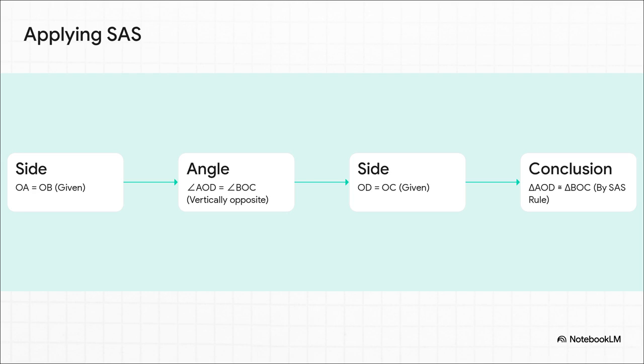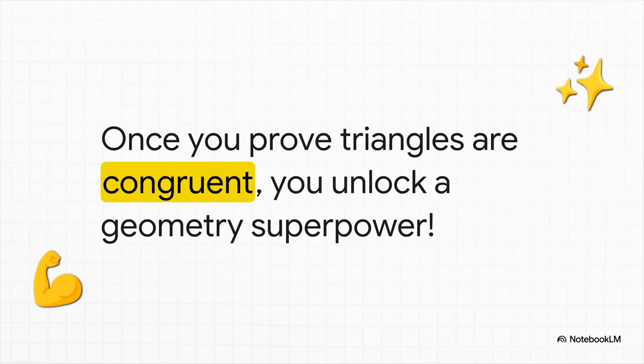Look closely at the picture. Angle AOD and angle BOC are vertically opposite angles, which means they are always equal. So there we have it. Side, angle, side. And so, by the SAS rule, the triangles are congruent. See? It's simple. Now, here's the best part.